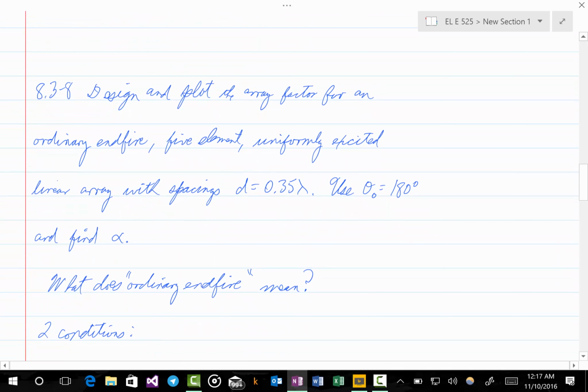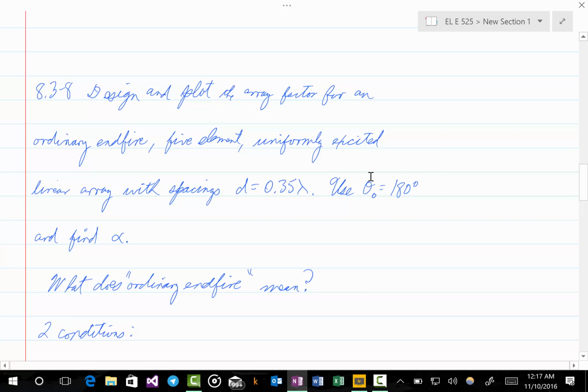So to pursue this question further, we're going to look at problem 8.3-8, and this problem asks us to design and plot the array factor for an ordinary Endfire 5-element uniformly excited linear array with spacings d equals 0.35 lambda. And it says use theta naught equals 180 degrees, just as we did in the previous problem. So once again we have 5 elements, and once again the current on each element has the same magnitude.